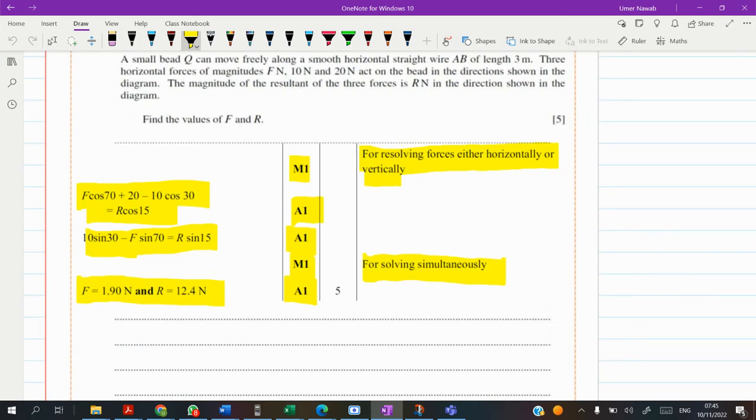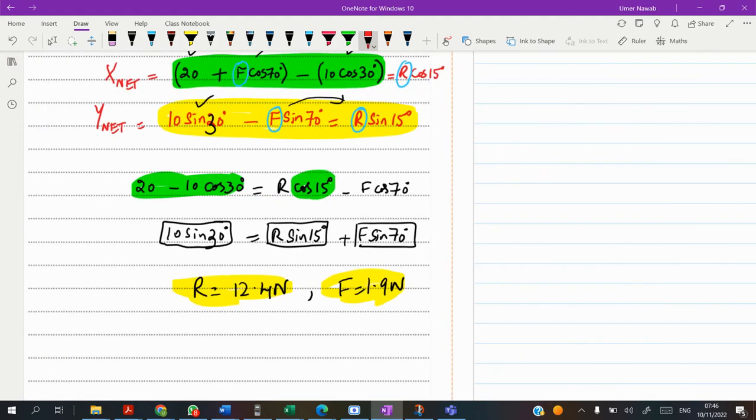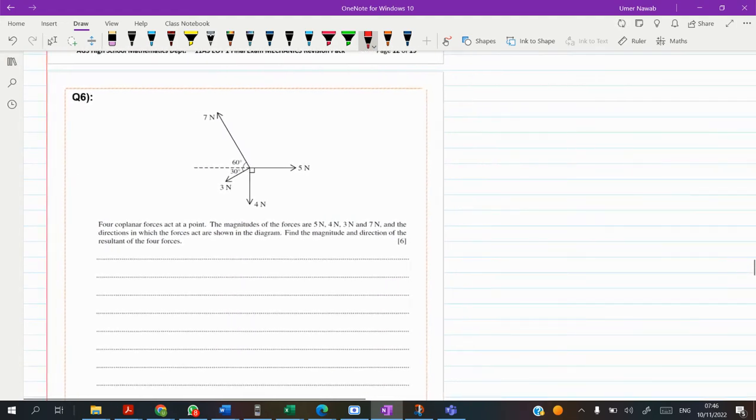How the examiner has set the marks: one mark for the resolving, one accuracy mark for writing the correct equation, second, the horizontal equation, one mark for the vertical equation. Look at that, the examiner has put one method mark for showing that the student is trying to solve it by simultaneous equations. So I would suggest you guys in the exam show manually how we can solve this equation. Accuracy is related to F and R, both will give you the accuracy marks. Now let's move on to the next question.